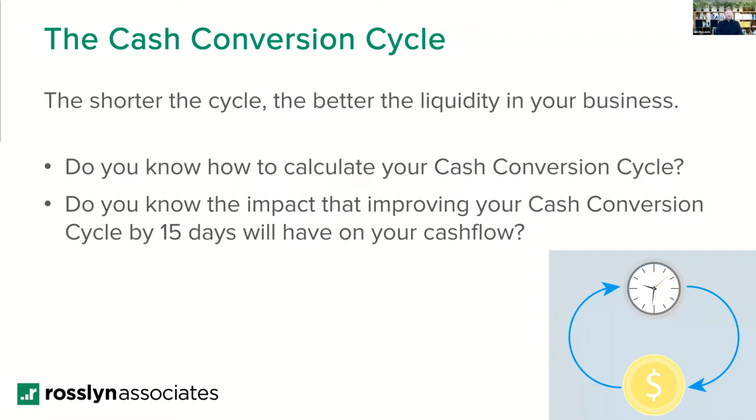So the shorter the cycle, i.e. the 75 days here, and I'll explain a bit more what that actually means in a minute, the shorter you can get that number of days in the calculation, the more cash you will have in the bank, or the lower your overdraft will be. So the question is, I'm not going to do a poll on this one, but do you know how to calculate your cash conversion cycle? Ask yourself that question. And do you know the impact that improving your cash conversion cycle by 15 days will have on your cash flow? I'm going to do an example in a minute, which hopefully will explain a bit more about how you calculate it, and what this all means.